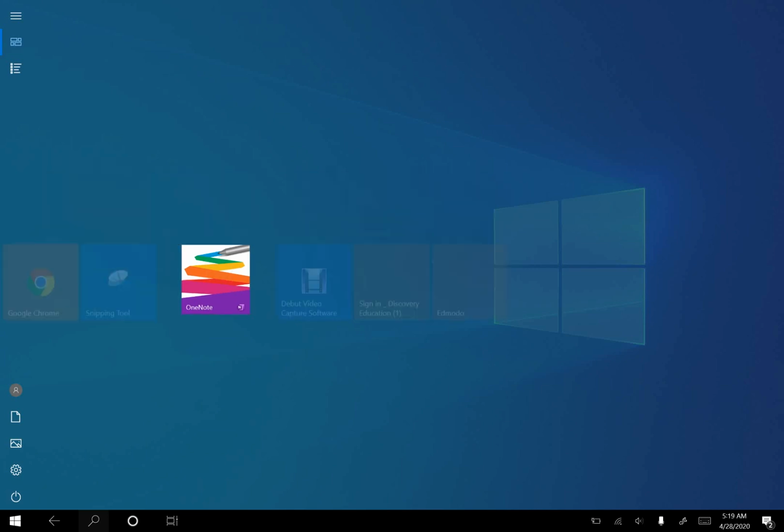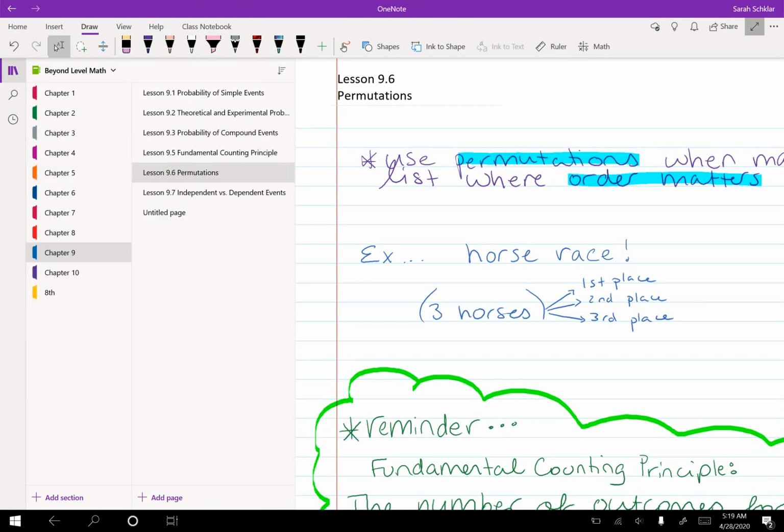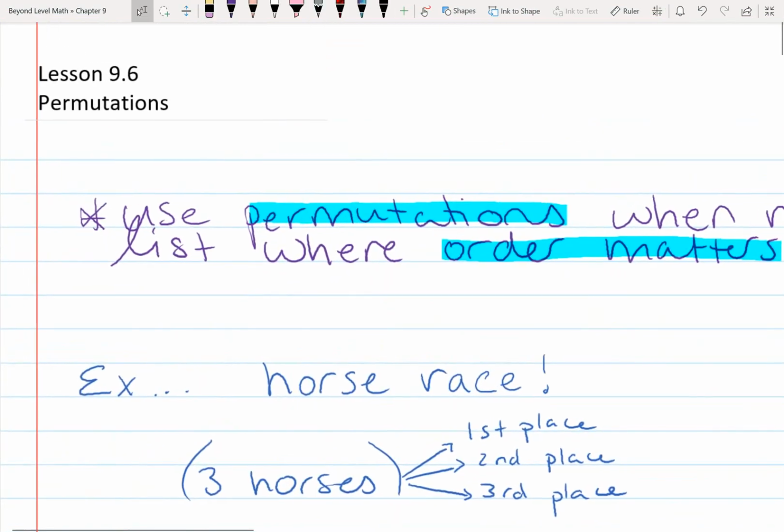Morning. We are starting 9.6 permutations.